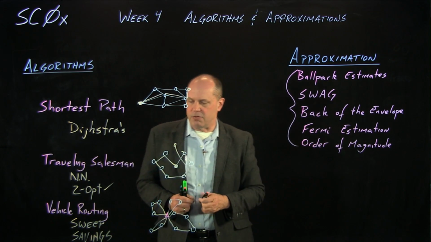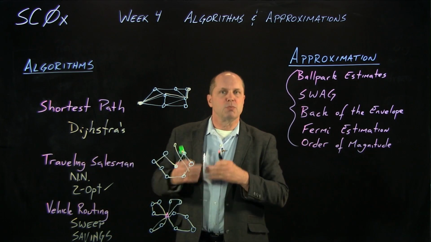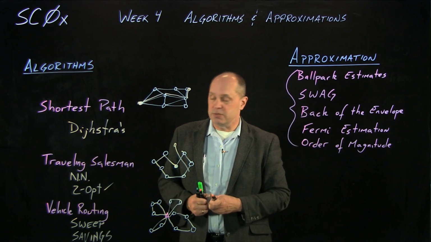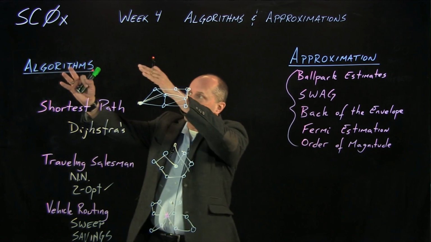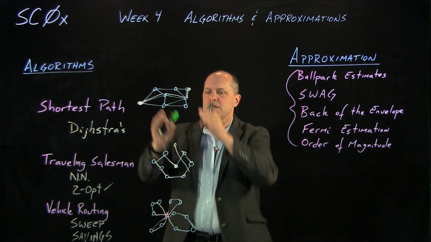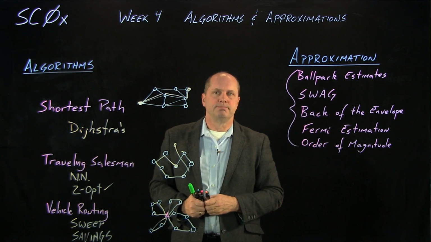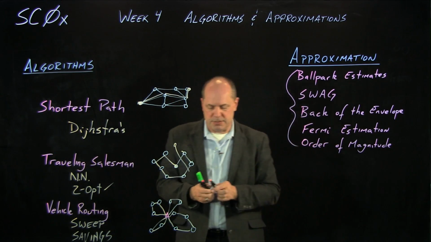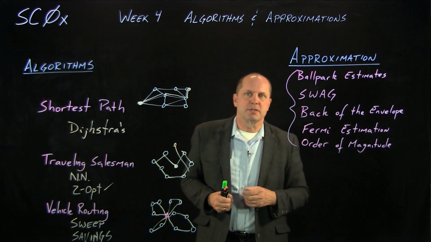And so the savings algorithm, or the Clark-Wright algorithm, is a little more complicated, a little better, and it's widely used in practice. So we'll go through different algorithms within 3 different network problems. Then we'll turn to approximations. Why do we do approximations?